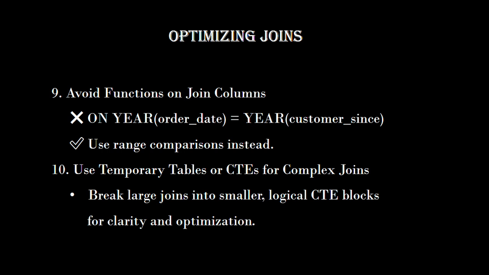And then use temporary tables or CTEs for complex joins. For complex joins, because of the joins, the query might lose clarity or optimization. So when we use logical CTE blocks, it helps with clarity and optimization. So these are some things we need to understand while using joins, to optimize joins.